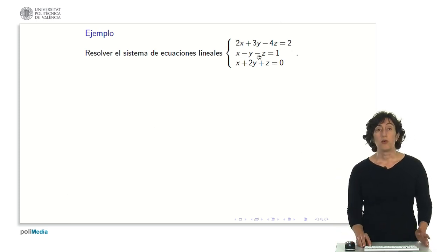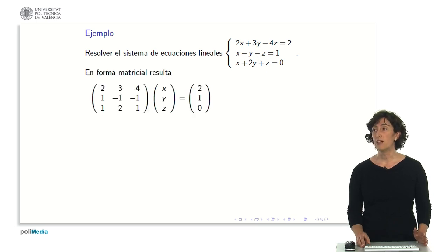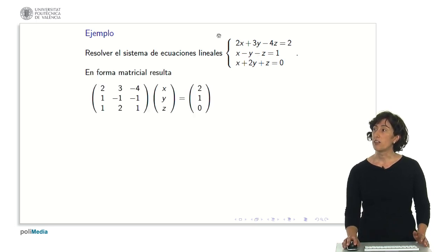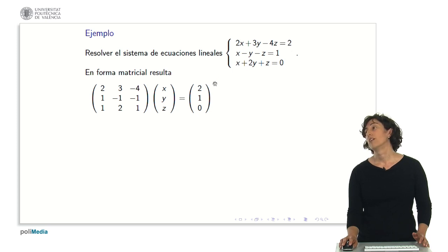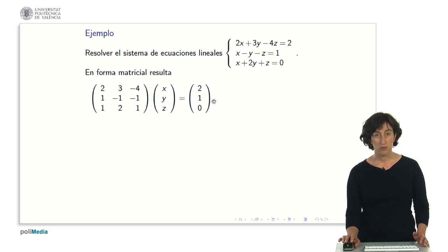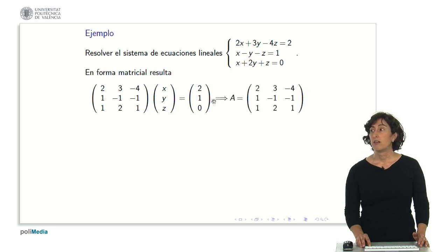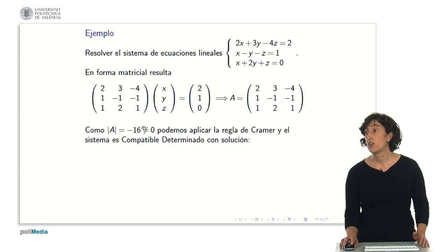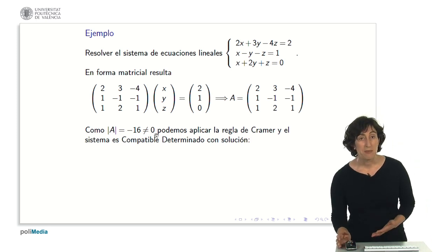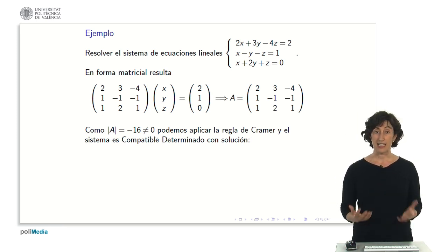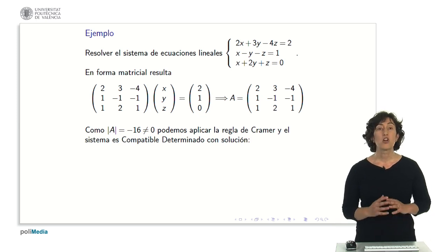The first thing we do is to build its matrix expression. In the matrix form, I have a matrix of coefficients, 2, 3, minus 4. 1, minus 1, minus 1, and then 1, 2, 1, the vector of unknowns, and the vector of independent terms, 2, 1, 0. Next, we calculate for this coefficient matrix A, if it is invertible or not. The determinant of A, in this case, is minus 16, applying the rule of Sarrus here, different from 0, so we can make sure that the matrix has an inverse, and therefore we can apply the Cramer's rule, because we know that the system will be compatible and determined.